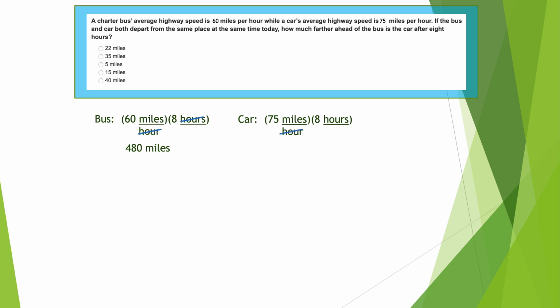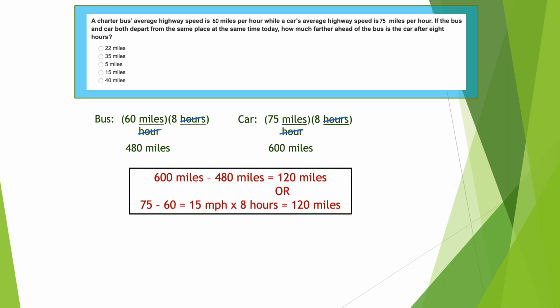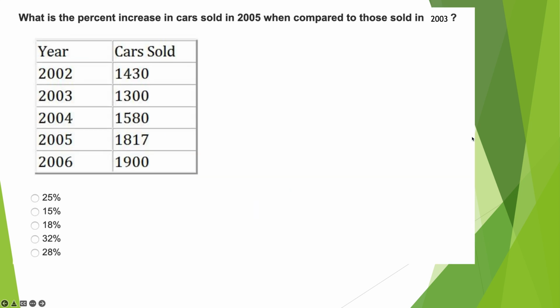The hours get canceled out. 75 times 8 is 600 miles. So how many more miles did the car go than the bus? It went 600 minus 480, 120 miles more. Or you could have looked at it as, look, if you go 75 miles an hour compared to 60, you're going 15 miles an hour more. And then times that by 8 hours, and you get 120 miles. Okay, we got another stop and start. Ignore the choices down below. Just do this as a straight problem, okay?